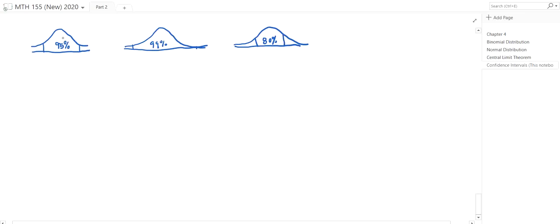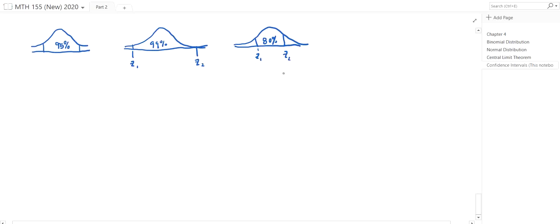80% is a smaller area than 95. 99 is a larger area. But again, we would need to figure out what these z values are, Z1 and Z2 for each of these. Same here. We need to figure out what Z1 and Z2 are. We could use the same equation, but we're going to have to figure out what a new Z is.